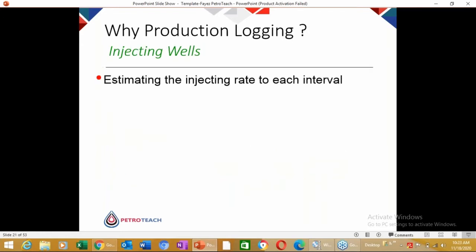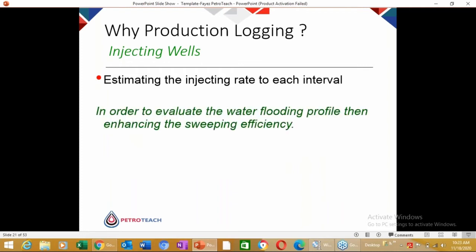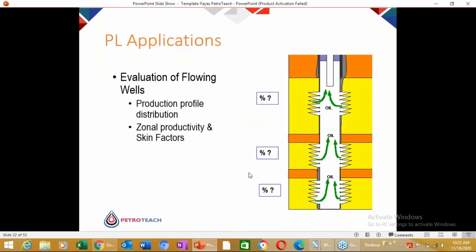Again here, why production logging for an injection well? To estimate the injection rate to each interval in order to evaluate the waterflooding profile, then enhance the sweep efficiency. Production logging application, evaluating the following: well producing profile, how much is produced from each zone, productivity, and also estimating the skin factor for each.